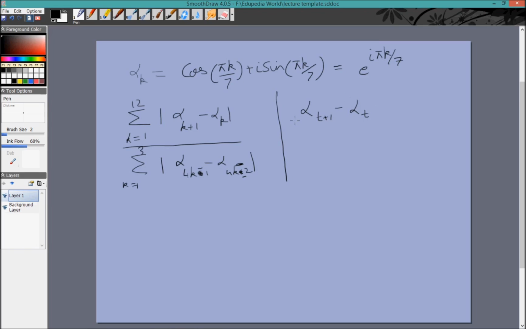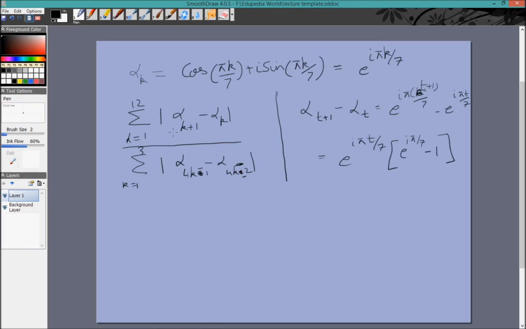So let's focus on this particular term itself. It is e to the power iota pi, in this case t plus 1 by 7, minus e to the power iota pi t by 7, which gives me e to the power iota pi t by 7 times e to the power iota pi by 7 minus 1.